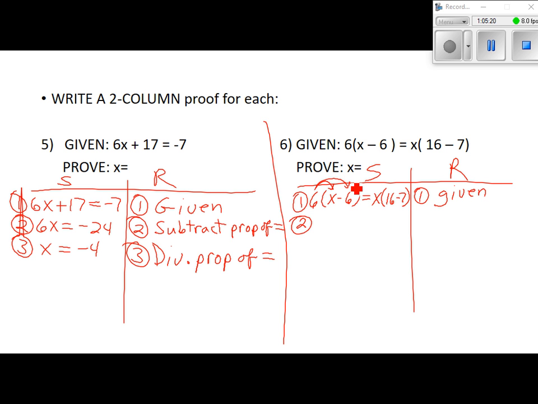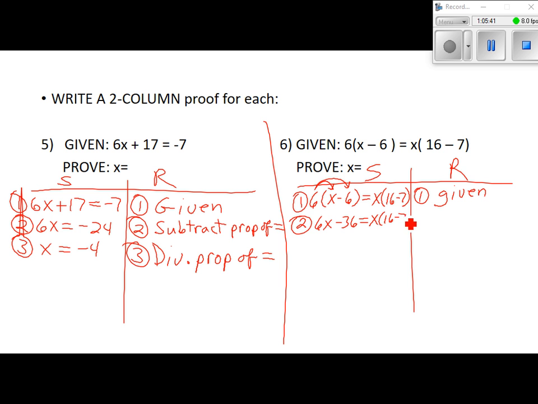-10x. 6x. Oh, sorry, I went too far. 6x minus 30. 16x. Now, watch on this one, because should we use distributive property on this? No. So I'm going to leave it that way.